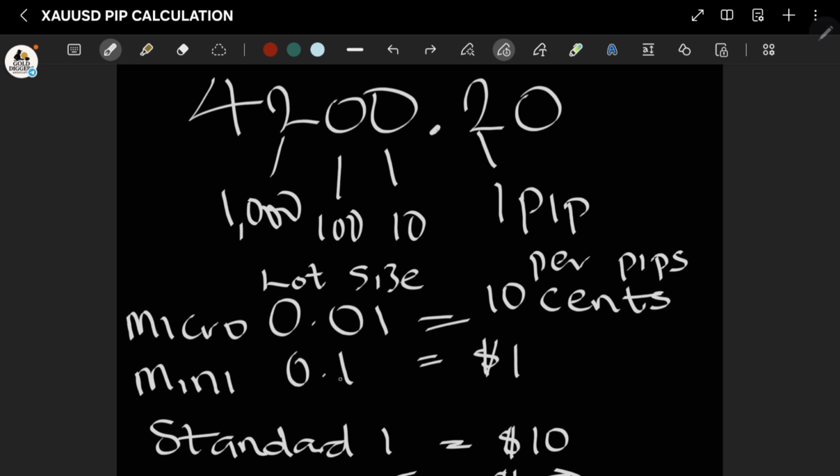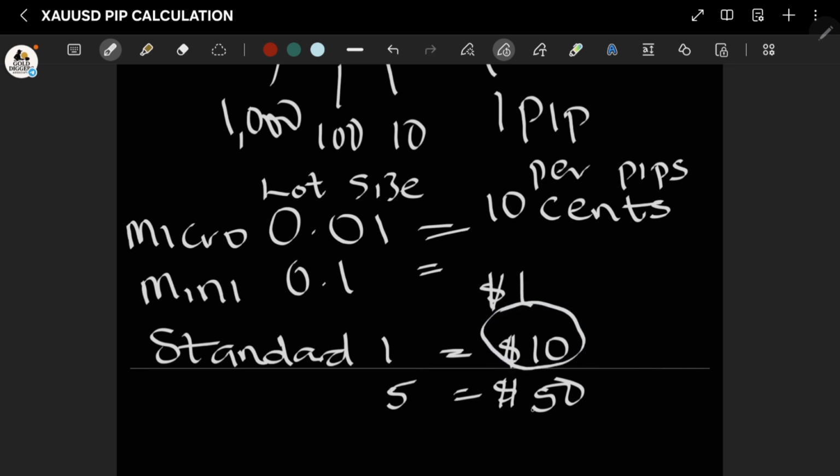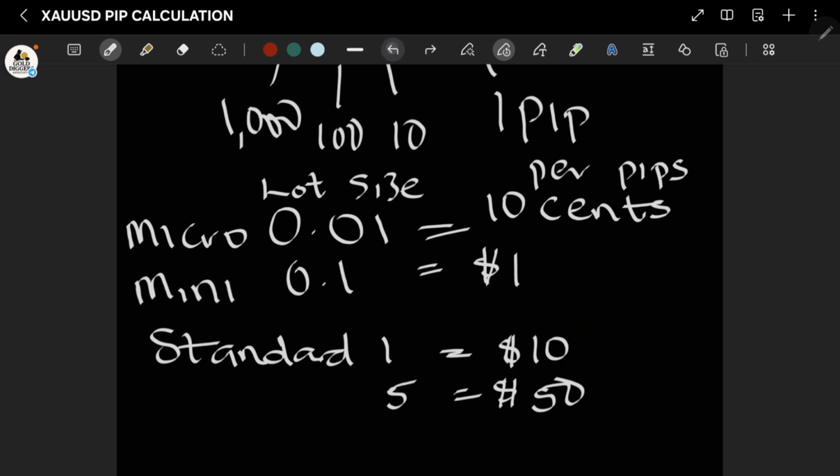The same thing here, when you use 0.1, for every 1 pip movement, you are getting or you are losing $1. Same thing with standard lot size. When you risk 1, for every single pip movement, you are getting $10. And when you use 5 lots on gold, for every pip movement, you are getting $50. Same thing here, if you're using 0.05, for every pip movement, instead of 10 cents, you'll be getting 50 cents. Do you get?